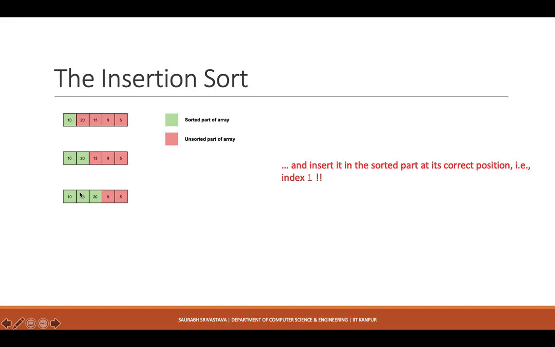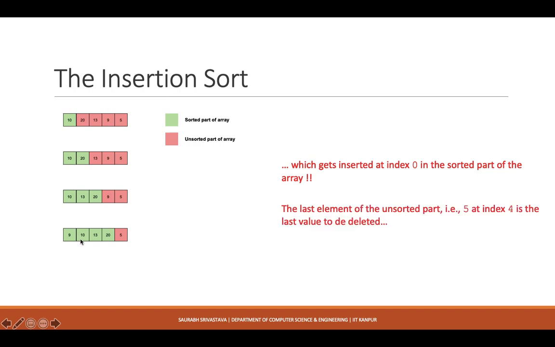Okay, so I picked up 13 from there, and now it is there. Now in the unsorted part, the next element is 9. So I simply delete it from there, and in the next iteration, I find out where it should be inserted. It should be inserted at index 0. So now all these three elements have to be shifted to the right. It's an insertion, and the 9 is to be inserted at this particular location.